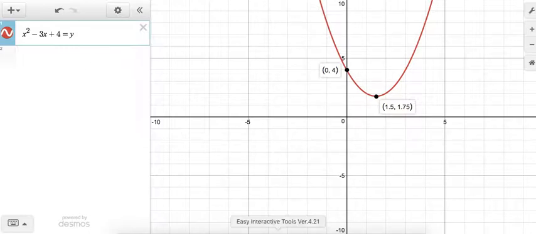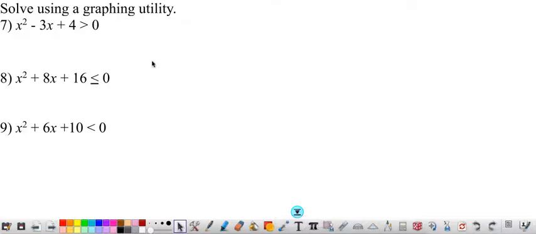And so where is it that we are greater than 0? Well, that occurs everywhere. And so we can say from negative infinity to positive infinity. Okay? Let's try the next one.